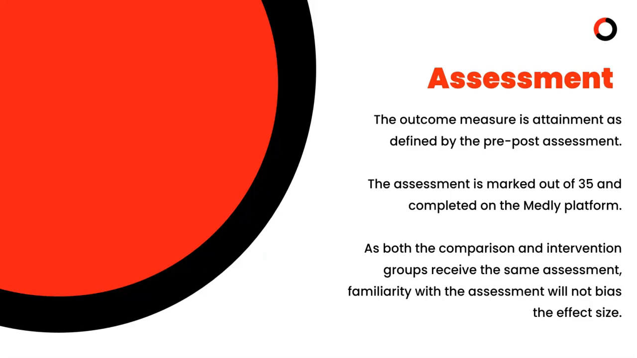So moving on to the assessment, the outcome measure is attainment as defined by the pre-post-test assessment. The assessment is marked out of 35 and completed on the Medley platform. As both the comparison and intervention groups receive the same assessment, familiarity with this should not bias the effect size.